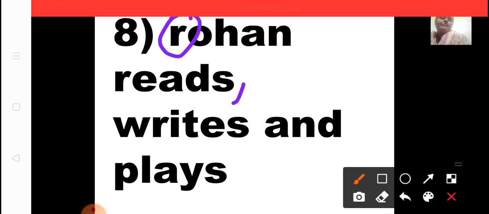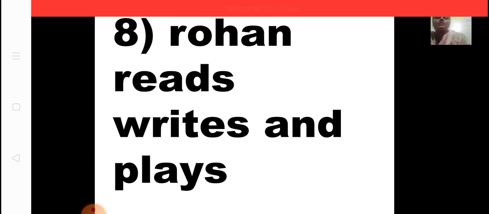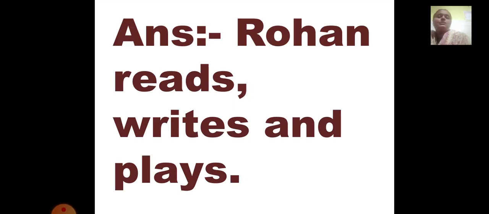So only between reads and writes you will give a comma. And at the end of the sentence you will give a full stop. So 3 punctuation marks here. So look at the answer. Rohan reads, writes and plays. Is that clear? Now 9th one.